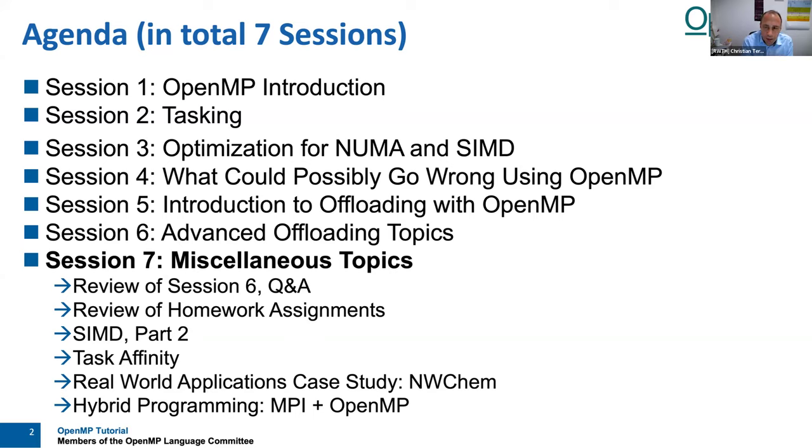I will continue with task affinity. We talked about tasking 2 or 3 months ago, I guess, and there's one remark: combining NUMA and tasking is possible with task affinity. Then we will switch back to Michael talking on real-world application optimization work, in particular for GPUs, an NWChem application, on which he will present results. And I will close with the topic of hybrid programming.